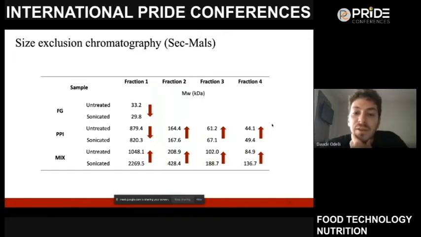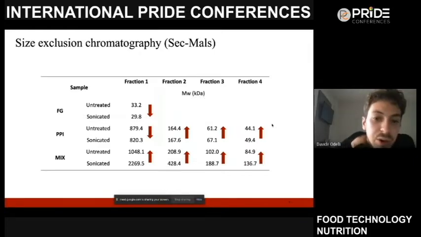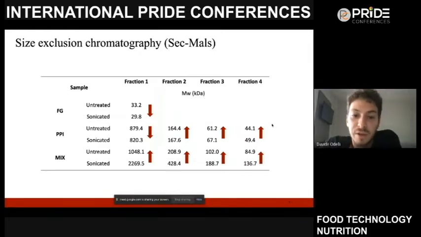To continue the evaluation of the particle sizes, we also use a different approach, which was size exclusion chromatography, also known as SEC-MALS. From the results listed here in this table, we can see that both the PPI protein and the mixed proteins were composed of 4 different fractions, while the fish gelatin protein was composed of only 1 fraction. And also, we can say that the ultrasound treatment did cause some modifications.